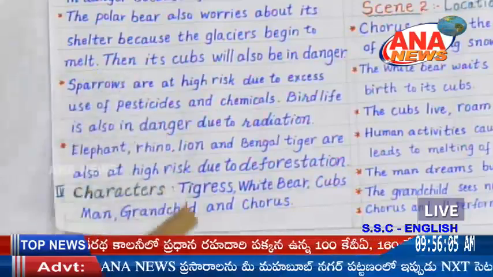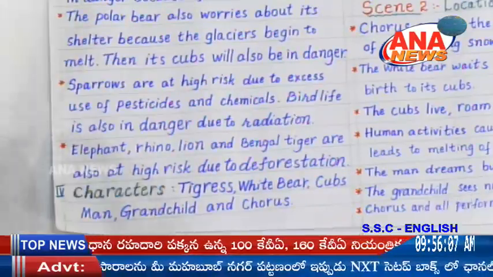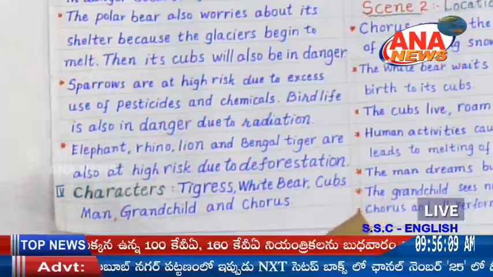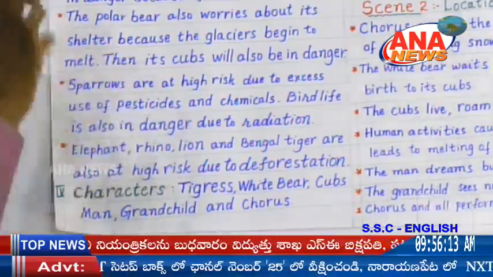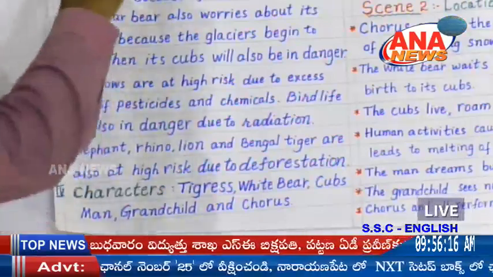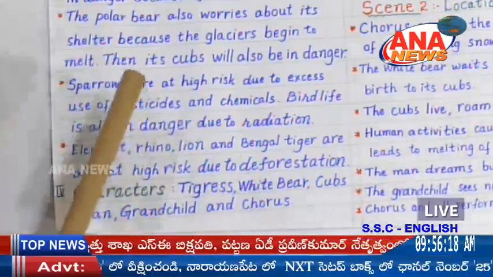So, these two examples are given from my side. You can give your own examples because so many birds and animals are in danger. So, try to add your own examples along with the two examples given in the poem.